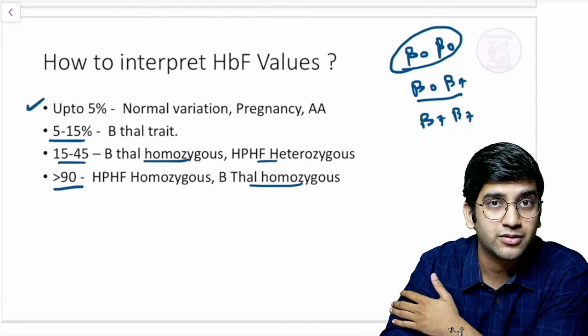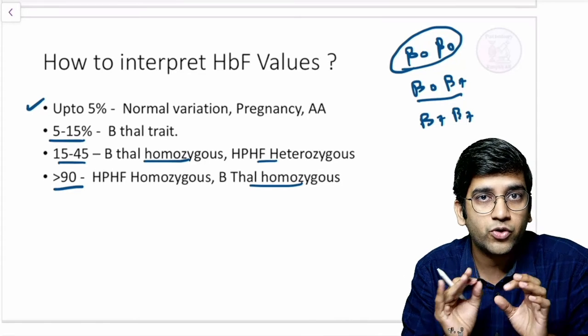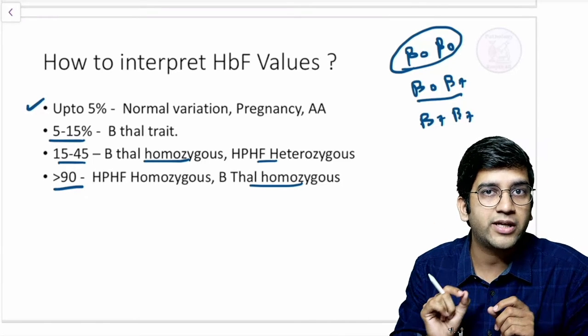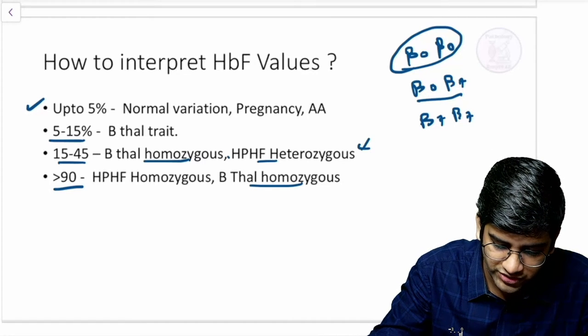This is also beta thal major, but not that worse. So I'm writing 15 to 45, also think of beta thal major. More than 90, also think of beta thal major. Again, 15 to 45, think of one more disease.